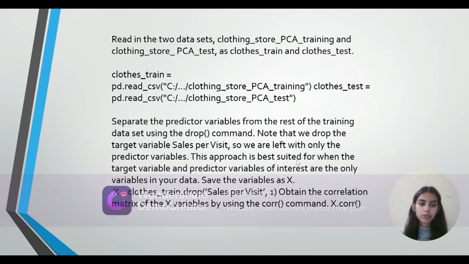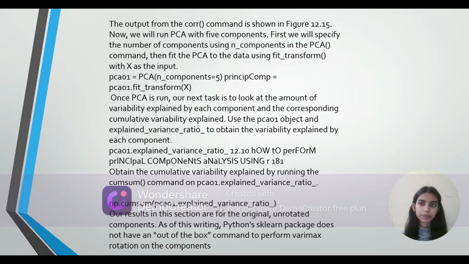This approach is best suited for when the target variable and predictor variables of interest are the only variables in your data. Save the variables as X clothes train drop. Obtain the correlation matrix of the X variables by using the corr command. The output from the corr command is shown in the figure.